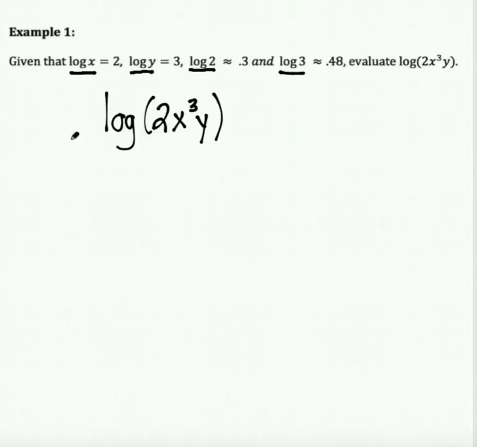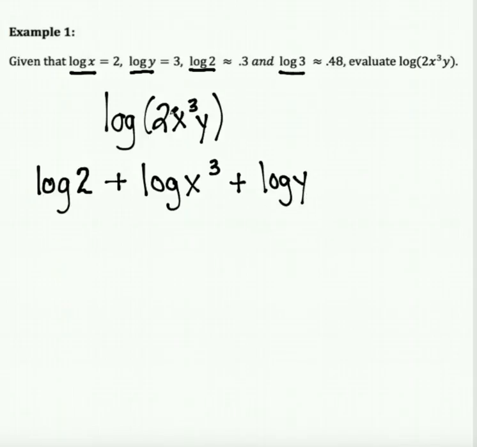So we have log of 2 times x cubed times y. And we know that the product rule says if you have things being multiplied together, you can separate them with addition between them. So I'm going to rewrite this as log. The base stays the same, so it's base 10. I don't have to write that. So I'm going to change it to log of 2 plus log of x cubed plus log of y. So I use the product rule. These 3 things are being multiplied, so I can separate them into separate logs with addition between them.